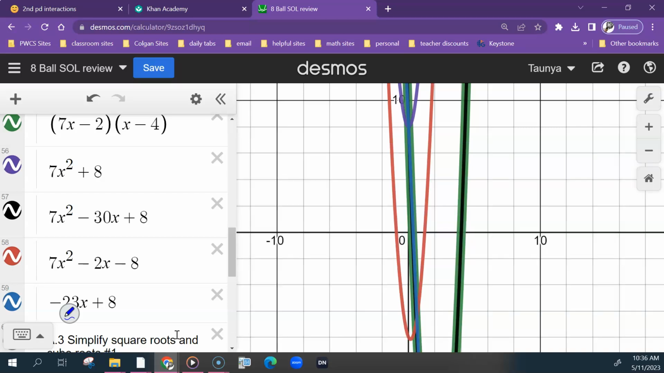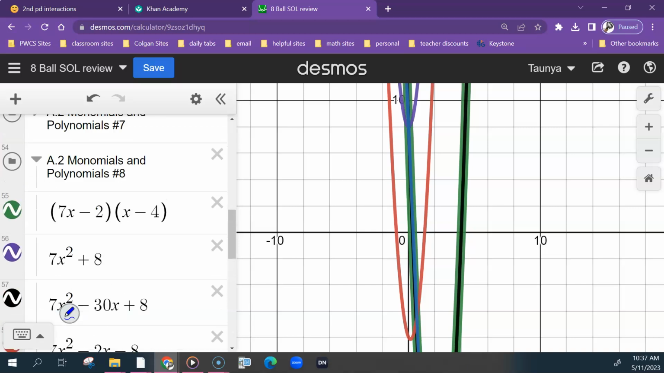Any others on that page? How to do it in Desmos and the answer.